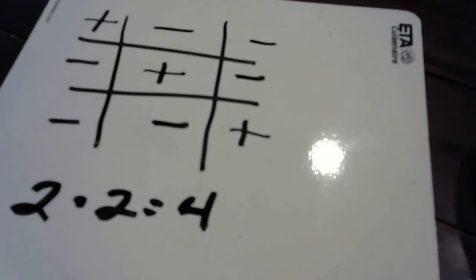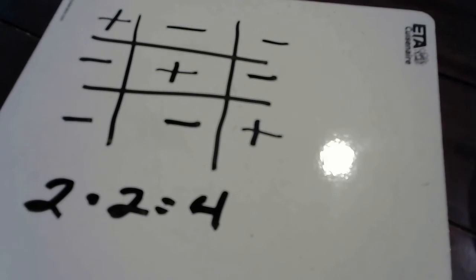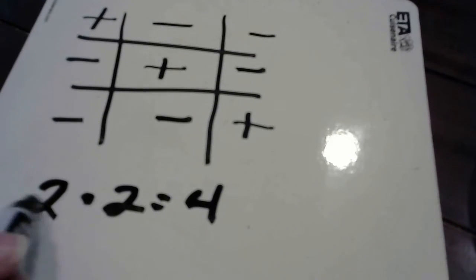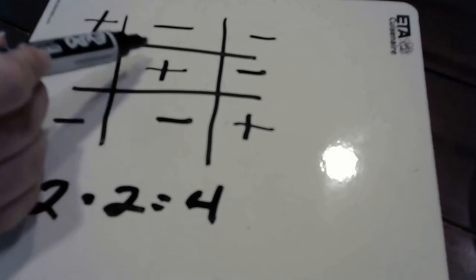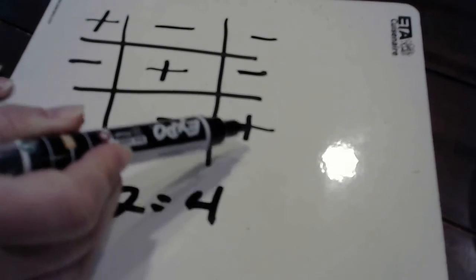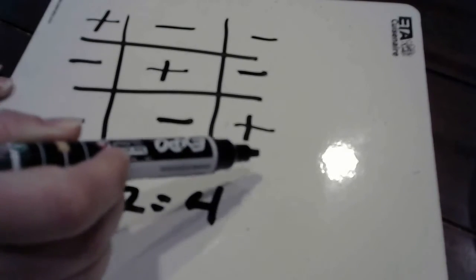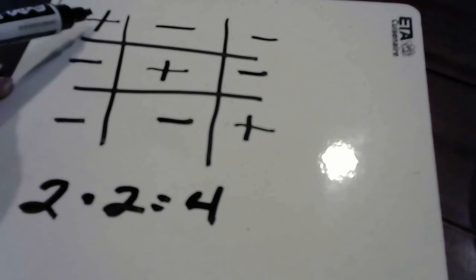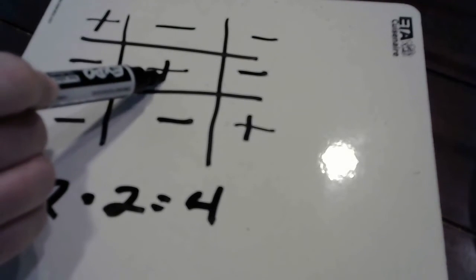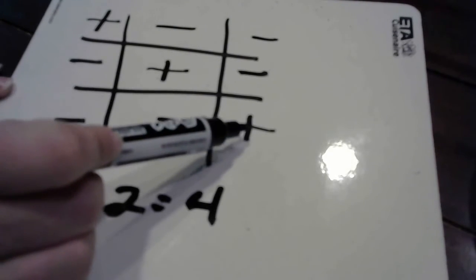So what you need to do is find out which pattern in the tic-tac-toe board works with what I have right here. I have two positives, right? So if you look right here, this is it, or you could go backwards. You can go backwards or forwards. So positive 2 times positive 2 equals a positive 4, okay?